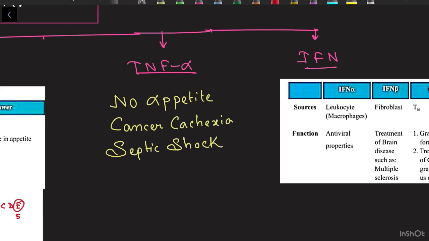TNF alpha has three major functions. So you can remember the one function, that N, no appetite. So it decreases appetite. Then it is associated with cancer cachexia. Cancer cachexia basically means the loss of fat and muscle in a patient that is suffering from cancer. And also it is associated with septic shock.